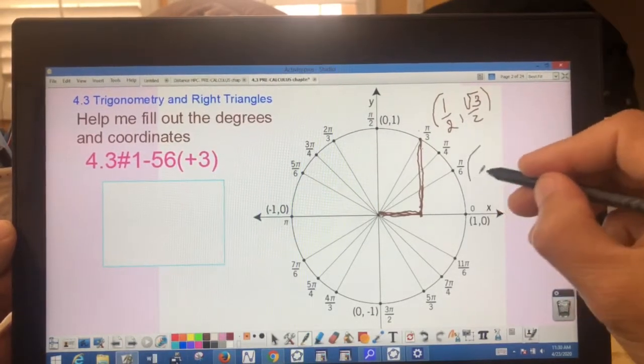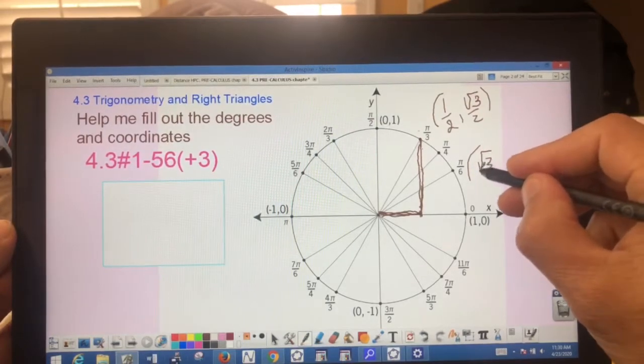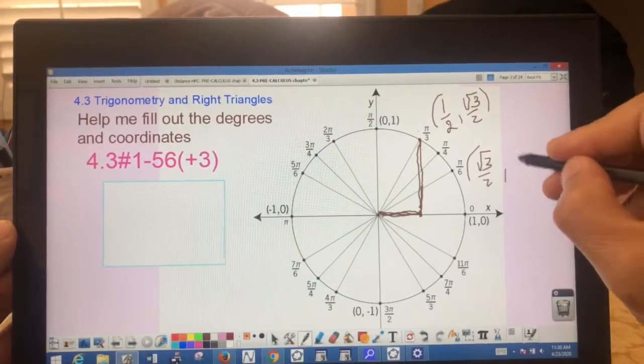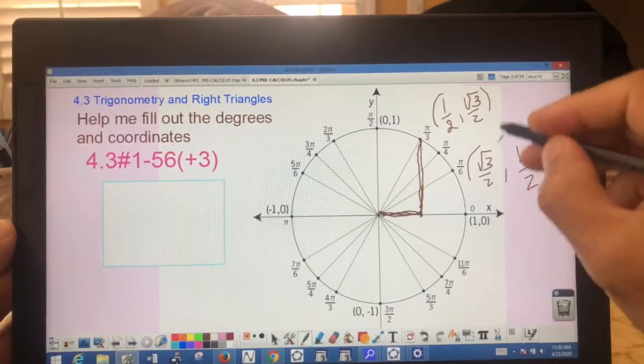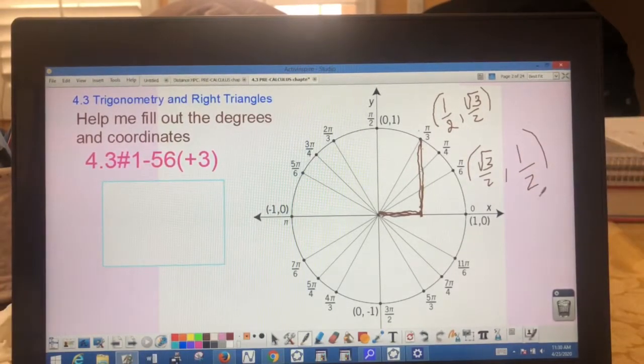So as you can see, these two numbers are merely switching the x and the y. Root 3 over 2, 1 half; 1 half, root 3 over 2. Okay, all right, you can compare those.